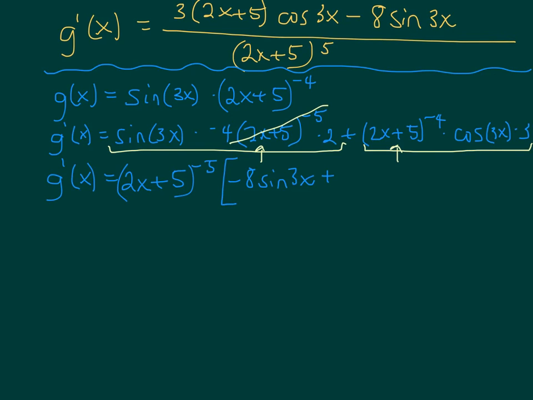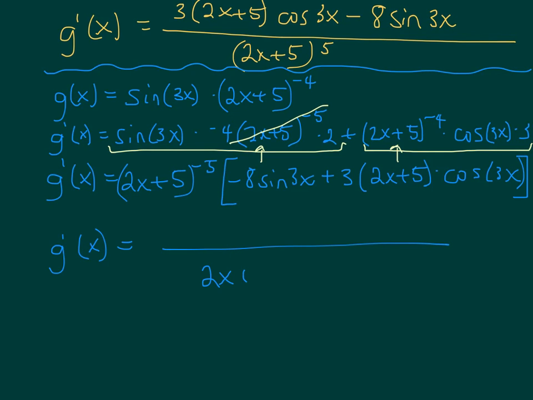So what's left then, I'm going to pull that 3 out front from over here, and we're left with 2x plus 5 to the 1, or we can just leave it like that, times cosine of 3x. All right, so that's my whole bracket. Now, last step is that negative exponent right here, the 2x plus 5 to the negative 5, that can go down. So 2x plus 5, and it's now to the positive 5. And what's left on top is negative 8 sine 3x plus 3 parentheses 2x plus 5 cosine 3x.